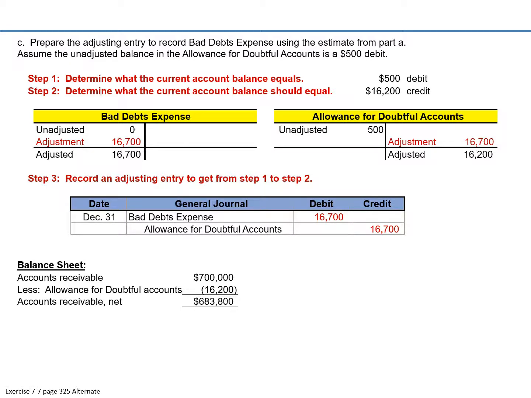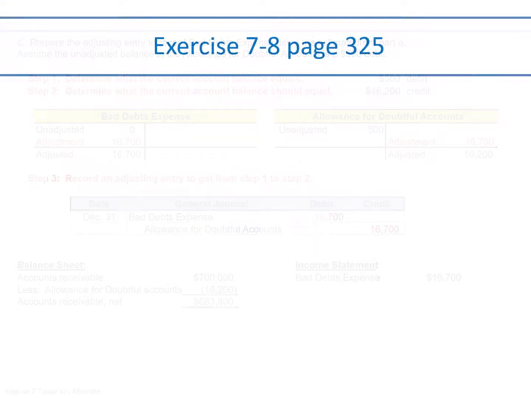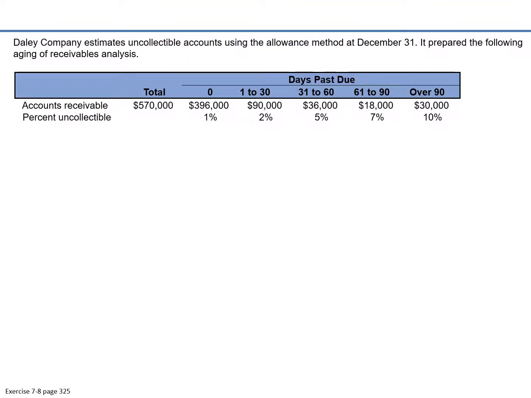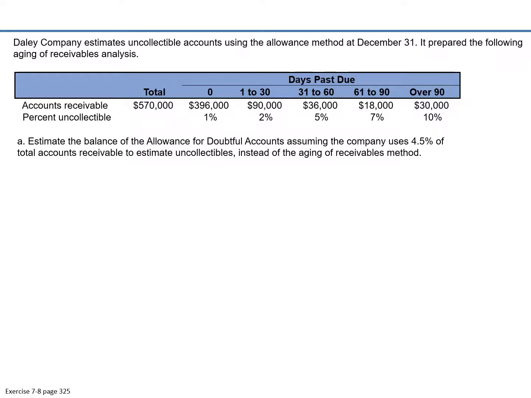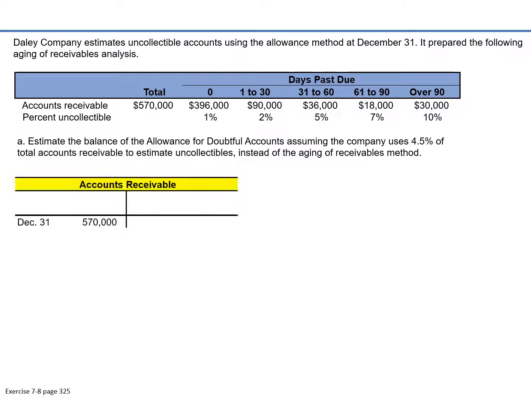Okay, so hopefully you did well on those. Let's move on to the next. Exercise 7-8. So again, Dally Company estimates uncollectible accounts using the allowance method. And this time, they use the allowance for doubtful accounts, assuming the company uses a 4.5% of total accounts receivable to estimate uncollectibles instead of the aging of receivables method.